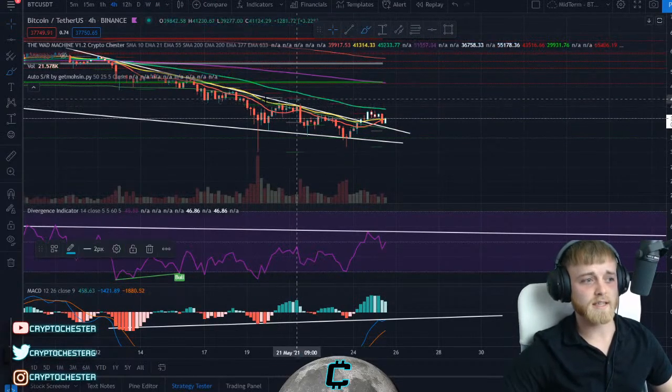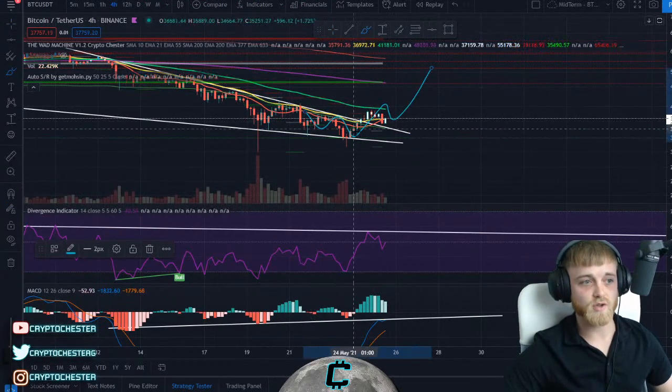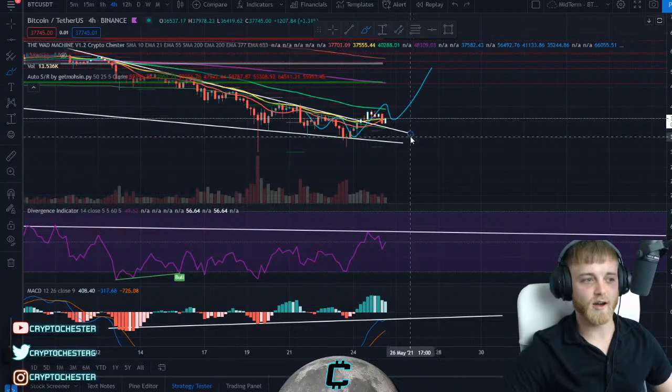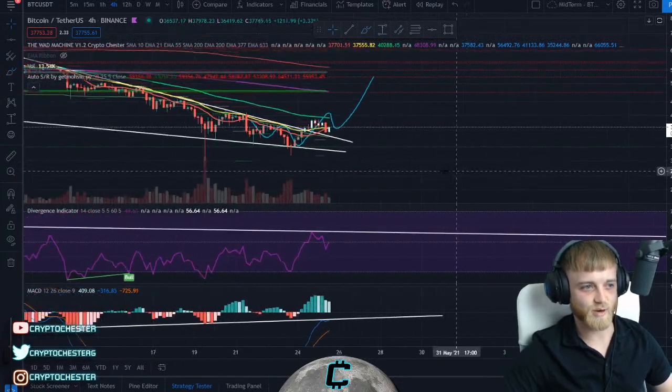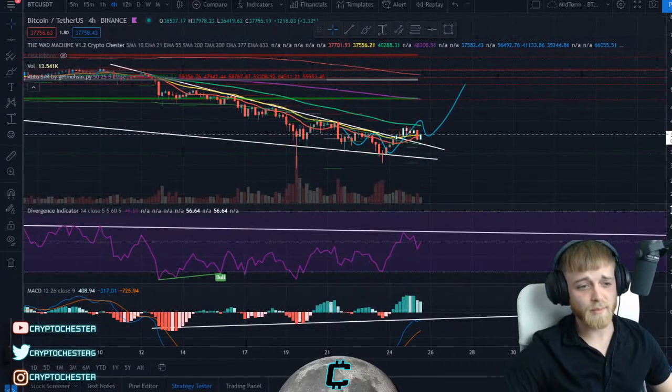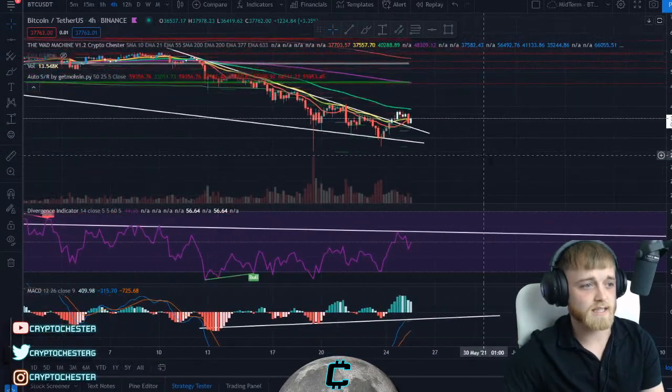We do have that horizontal resistance point to think about, and we do need to overcome these lower highs here to have the confirmation that we are going to see a reversal in the trend and a kickstart to the bull market again. But as I said, on the RSI, if we are going to come up, we are going to see some resistance there. So it's definitely something to think about as well.